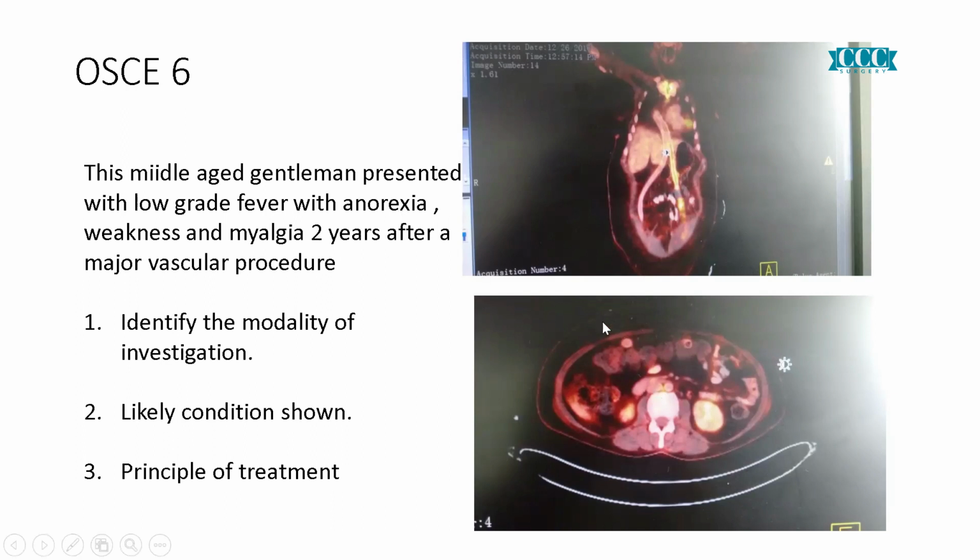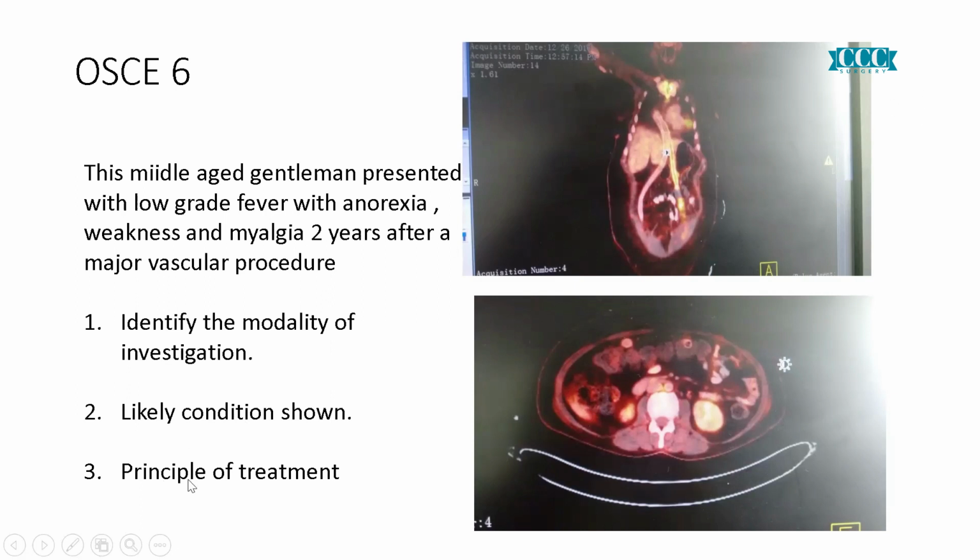So this is a case of graft infection. The only reason why you would be doing a PET scan or a positron emission tomography scan in a vascular patient would be 99% to rule out or rule in a graft infection. So the likely condition with this history is a graft infection.